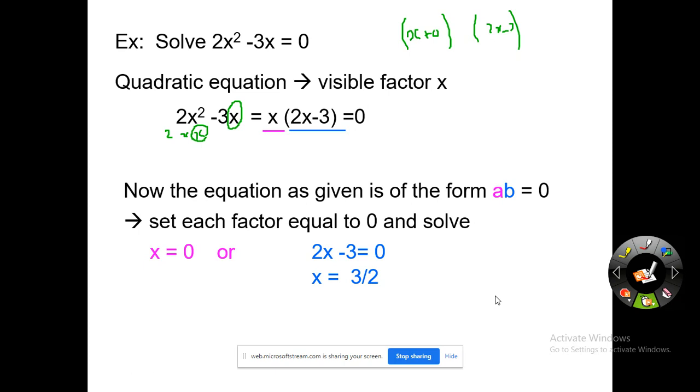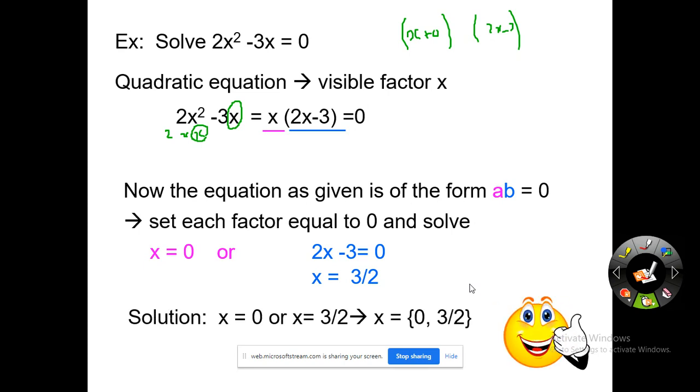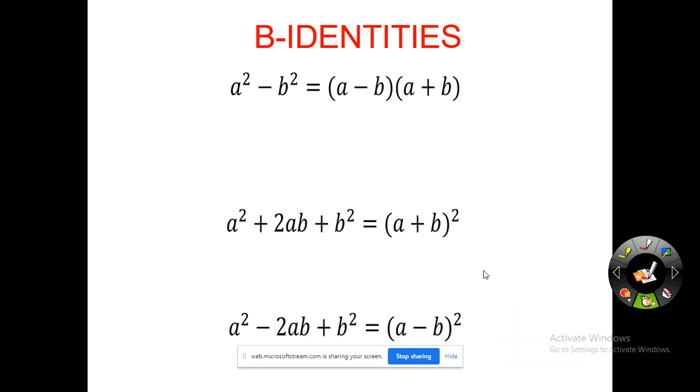Is it an identity? So the first question: visible factor. If there is a visible factor, I factorize. If no, I will go to the second question, the identities that I will do today in the video. And those are my identities. I have 3 identities. I need to memorize them very well.